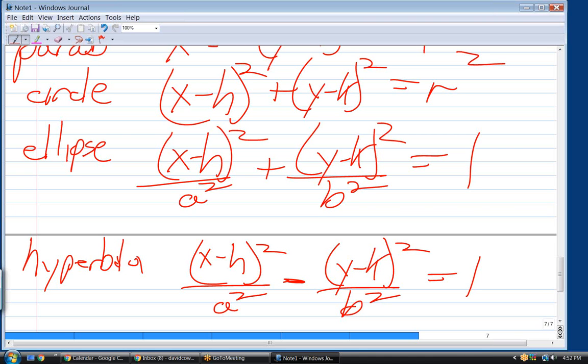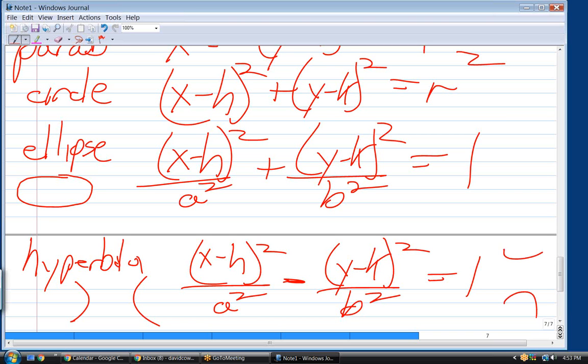Now, the equation that I wrote is that kind of an ellipse. It's a horizontal ellipse. And the equation I wrote was a horizontal hyperbola. If the A comes under the Y and the B comes under the X, it's a vertical ellipse. If the negative sign comes in front of the X and the positive sign comes in front of the Y, it's a vertical hyperbola, like that.